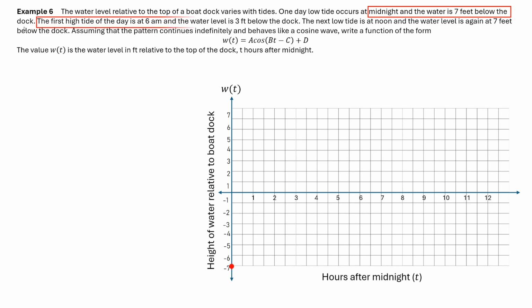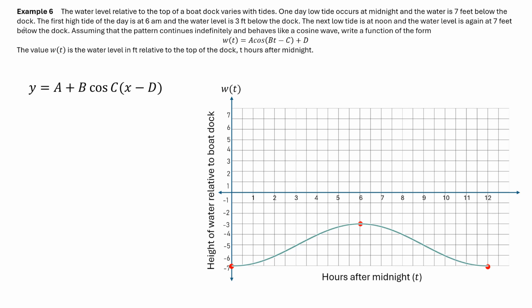Then it says that the first high tide of the day is at 6 a.m. and the water level is 3 feet below the dock. So at 6, the level of the water is -3. Then it says the next low tide is at noon and the water level is again at 7 feet below the dock. So it goes back down to -7 by 12 p.m. This is the graph. This is showing you how the water acts from midnight to noon. So this is how we understand a sine curve.